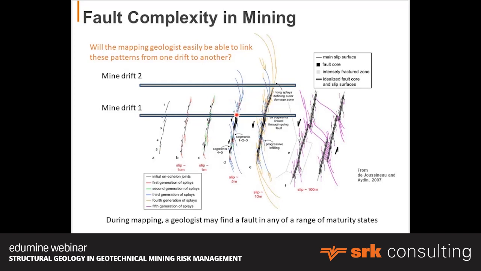And this is very common when I go to the different mines around the world. In some cases, the geologists have literally given up because they don't understand why they don't find the fault in the adjacent drift, why the faults look so different, or have no obvious visual connection or similarity to the structures in the adjacent mine drifts. This is why, because fault systems are complex and they're not continuous. Okay?